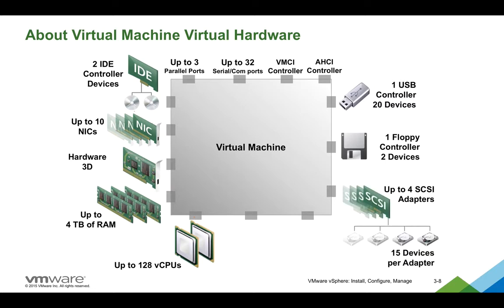The SCSI adapters are particularly important because this is where we'll be connecting our VMDK files. You get up to 4 SCSI adapters, and each of those SCSI adapters can handle 15 devices. So we can see we can connect up to 60 SCSI devices. So you could have 60 virtual disks.